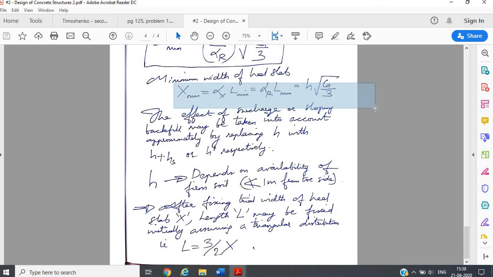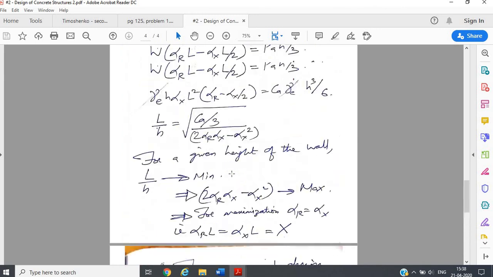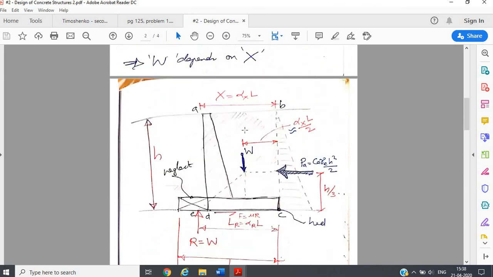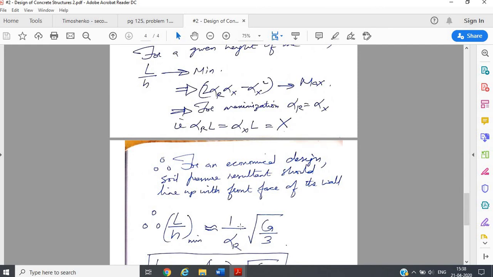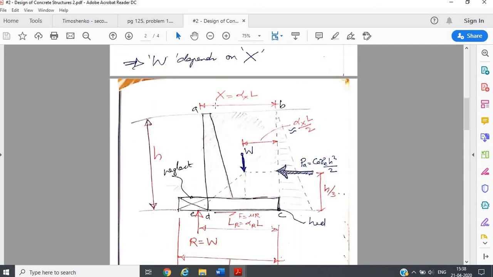So that's about that. Now here in the derivation we had used a level backfill. If you have a surcharge or a sloping backfill, we already discussed that in the case of surcharge it is like you are adding additional height. So the only thing that will change is, instead of H that we are using here, in the case of a surcharge you will have H plus HS to account for the effect of surcharge, or in the case of a sloping backfill it will be H dash.